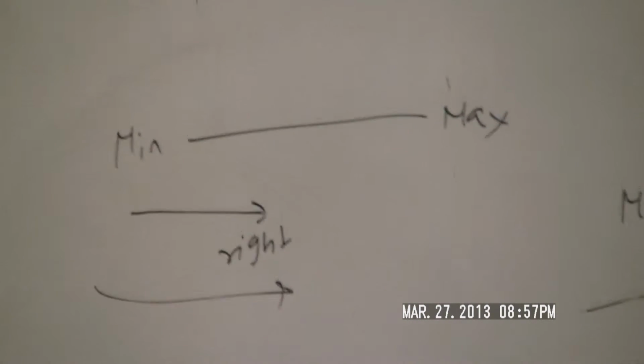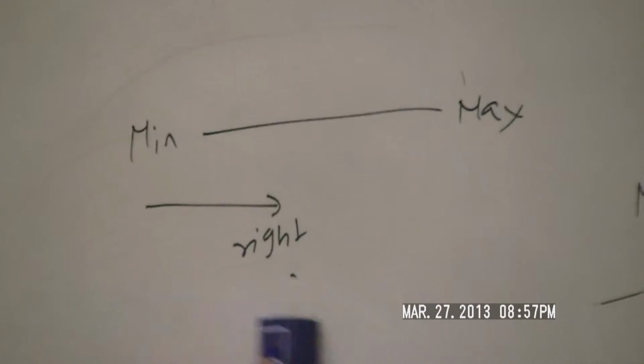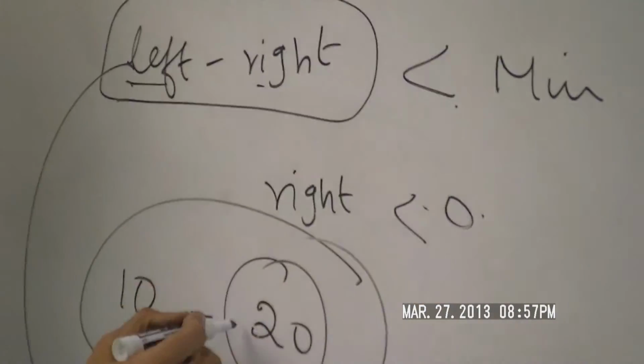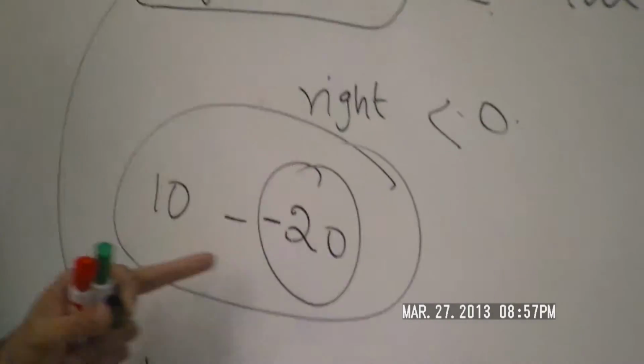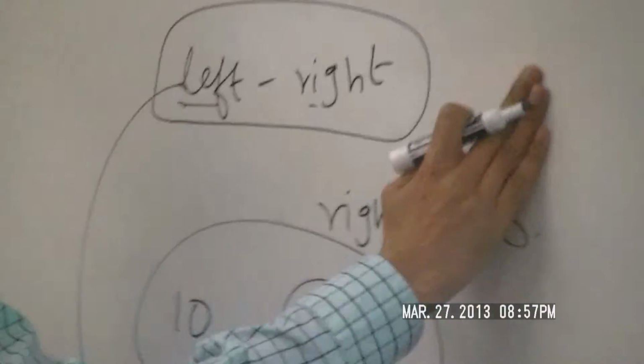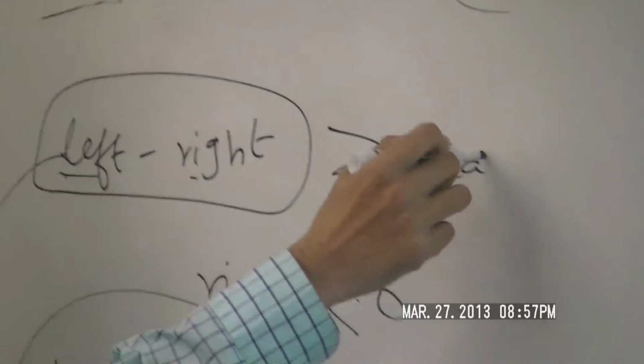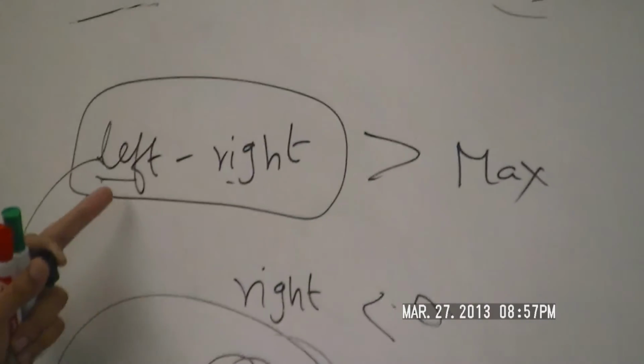Okay? So let's see the other way. If right is less than 0, negative. If right is less than 0, let's say 10 minus negative 20. The overall sum is going to only what? Increase. Right? So you're going to check if it's going to be greater than max. So which makes you check what? Left greater than max plus right.